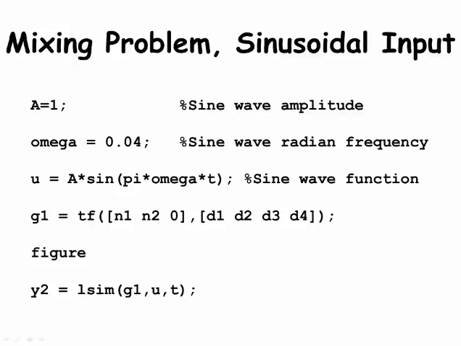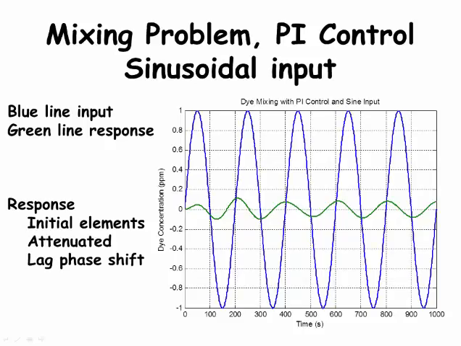The last command fills the array Y2 with the time-dependent response of the transfer function G1 using the sine wave function defined by U and the time array t. This slide shows the time-dependent sinusoidal input and the regulator problem response. The blue line is the input, which has an amplitude from +1 to -1. The green line is the response.